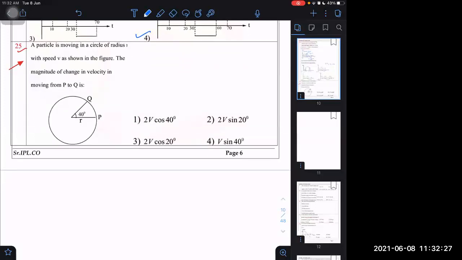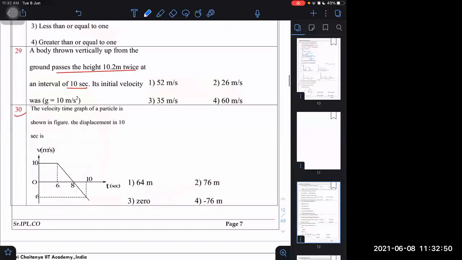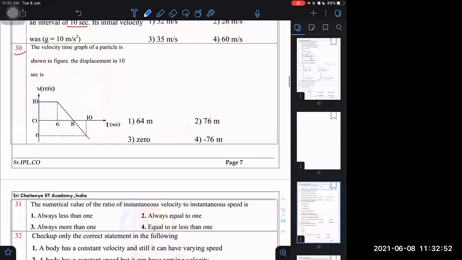Question number 25. A particle is moving in a circle of radius r with speed v, as shown in the figure. The magnitude of the change in velocity in moving from P to Q is. This question came in the exam, sir. So you have done it already. Let us see.